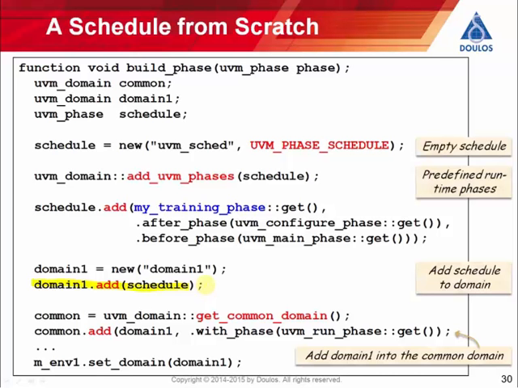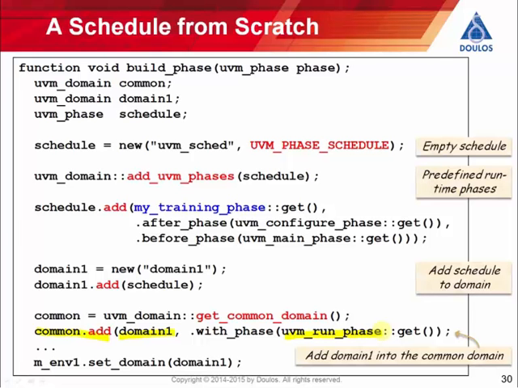It's not going to do anything because it hasn't been associated with the common domain. Do you remember the common domain? What we have to do is to associate our new domain with the run phase of the common domain. That's what these two lines are doing. So the built-in static method get_common_domain is returning a reference to the common domain, and then we're calling common.add to add our new domain into the common domain, synchronizing it with the UVM run phase.